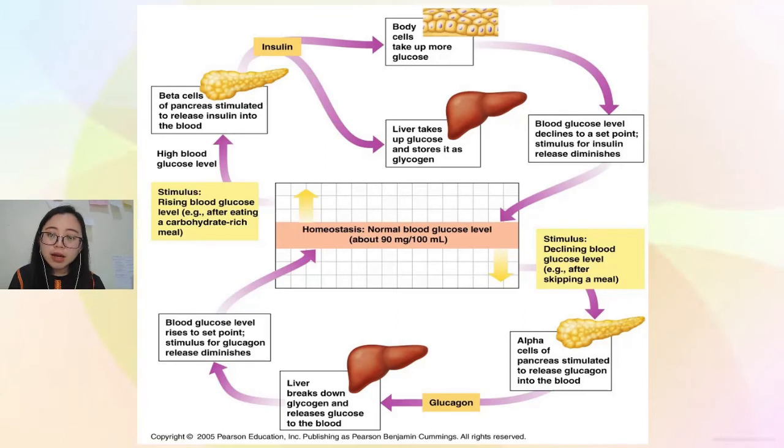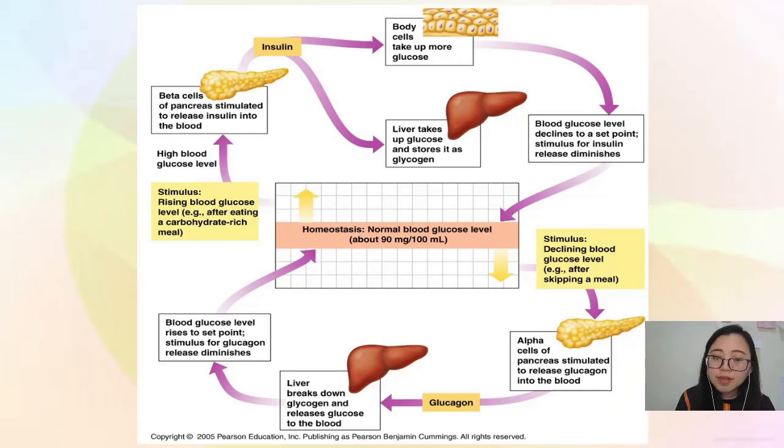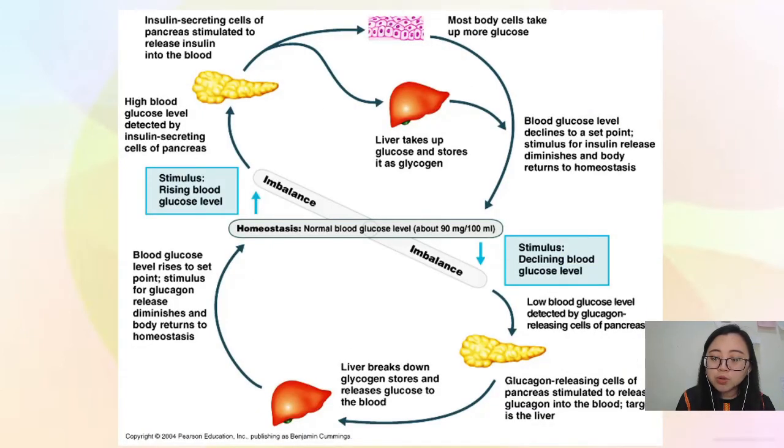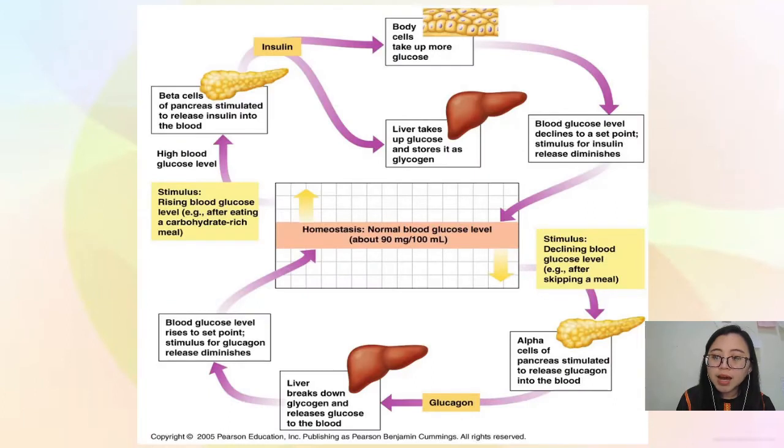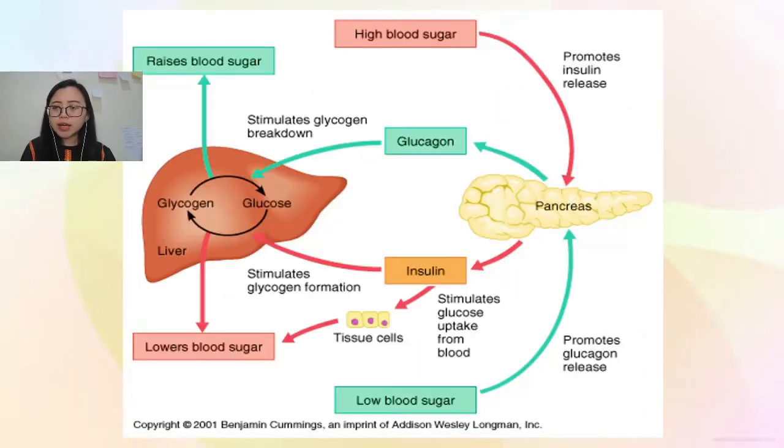Diagram ni lebih kurang sama, cuma di sini dia akan gunakan perkataan seperti beta cells, alpha cells. Kalau diagram tadi, dia tidak menggunakan alpha atau beta. Ini dia menggunakan nama alpha, beta. So, kamu boleh tengok ayat mana satu yang kamu lebih suka. Dua-dua diagram ni adalah betul. Okay, diagram apa lagi ni?